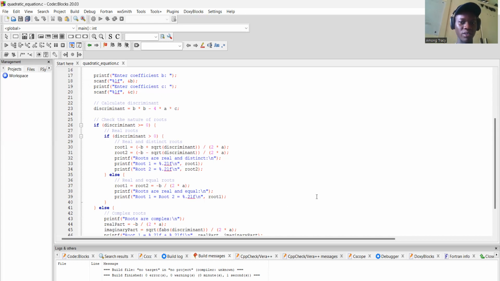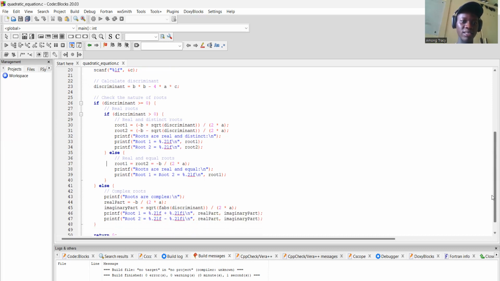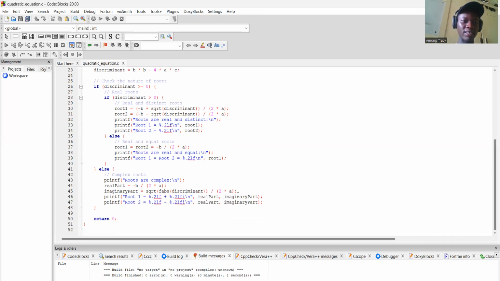Hope we are following. Then we come back to the else part. Now this else part is on the same alignment with the first if, the main if. Besides these that were inside that if, it is the else part. So the else part works with the complex. If the roots are not real, of course they are complex. Now we'll implement the case where they are complex.